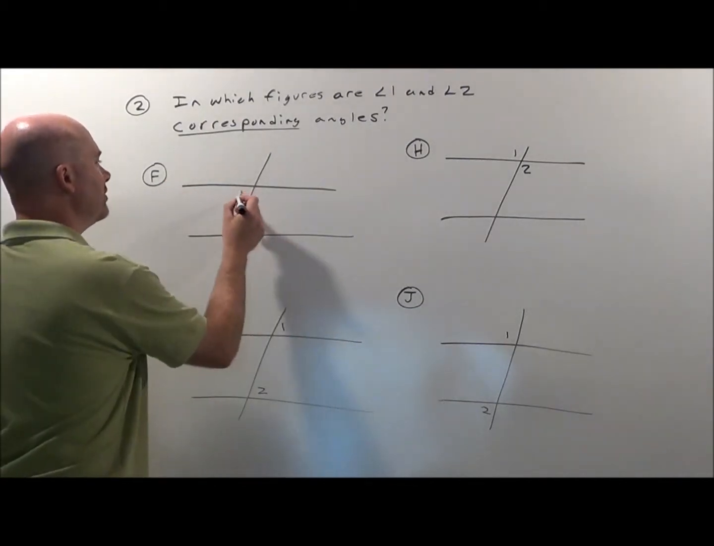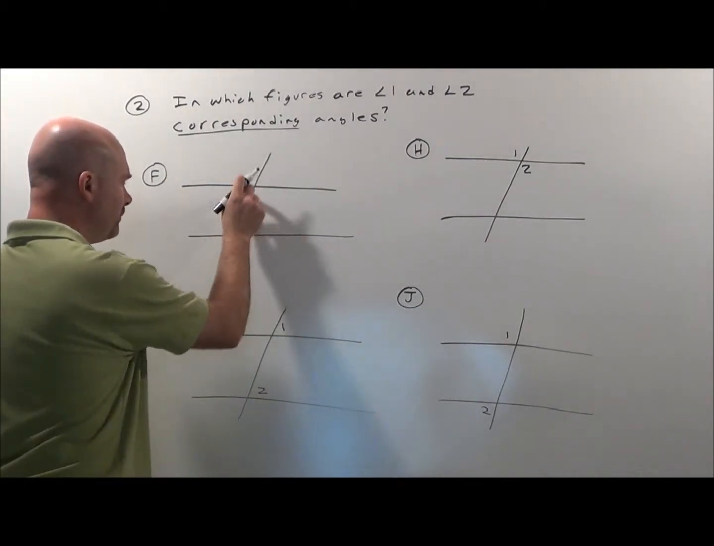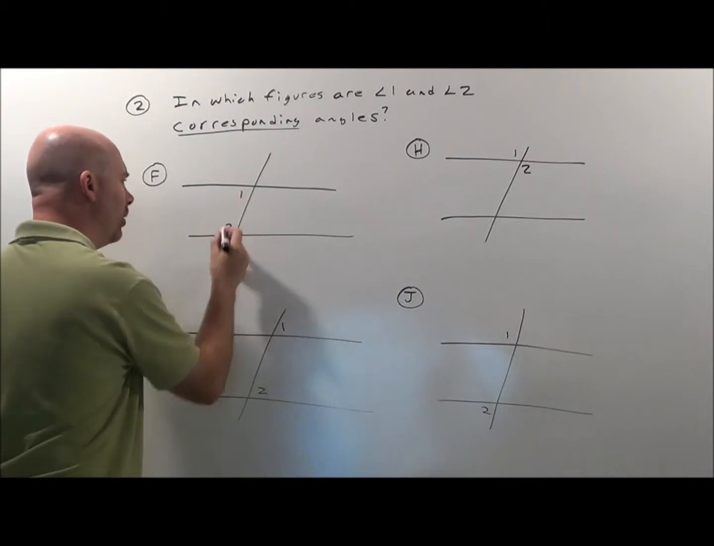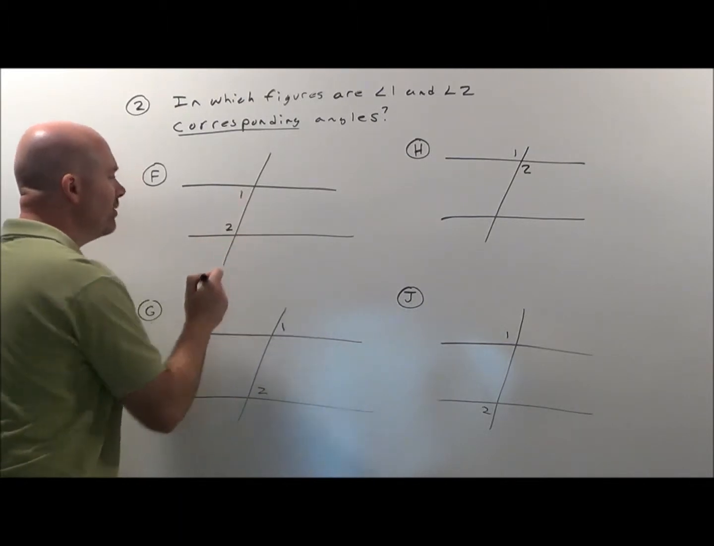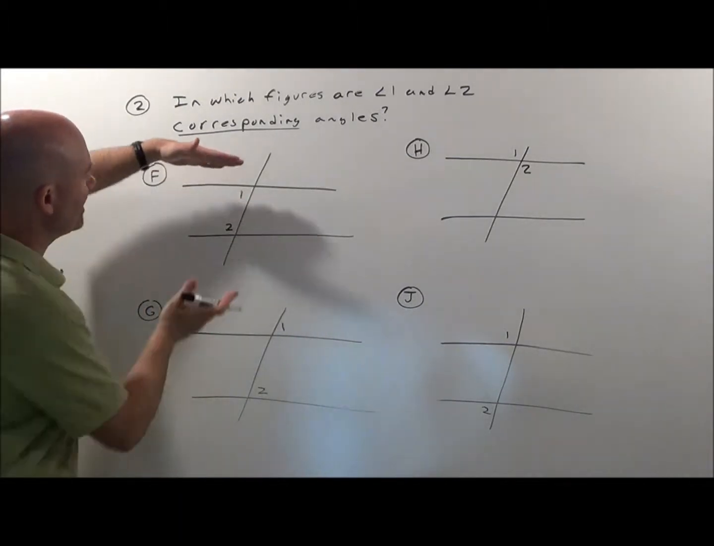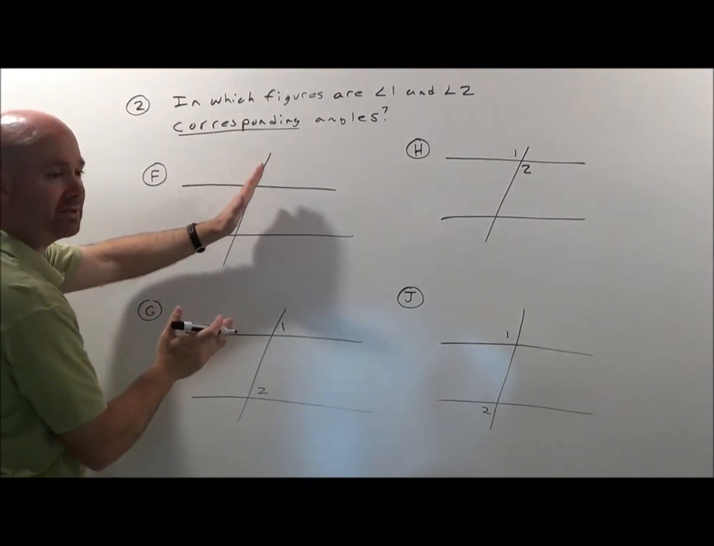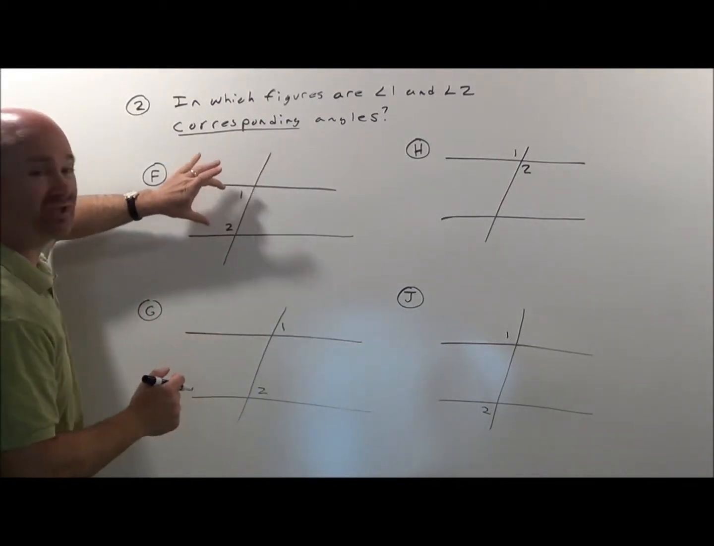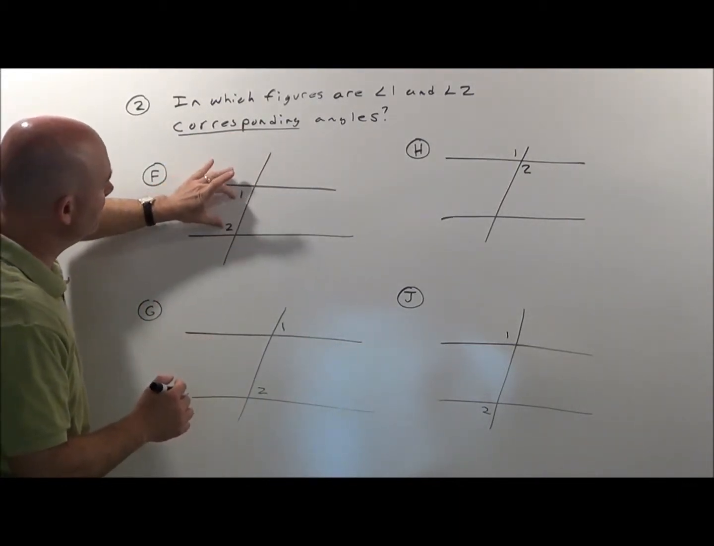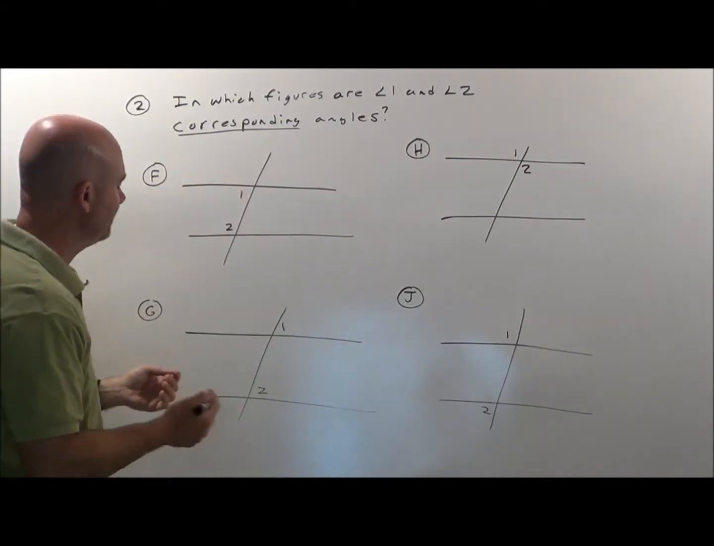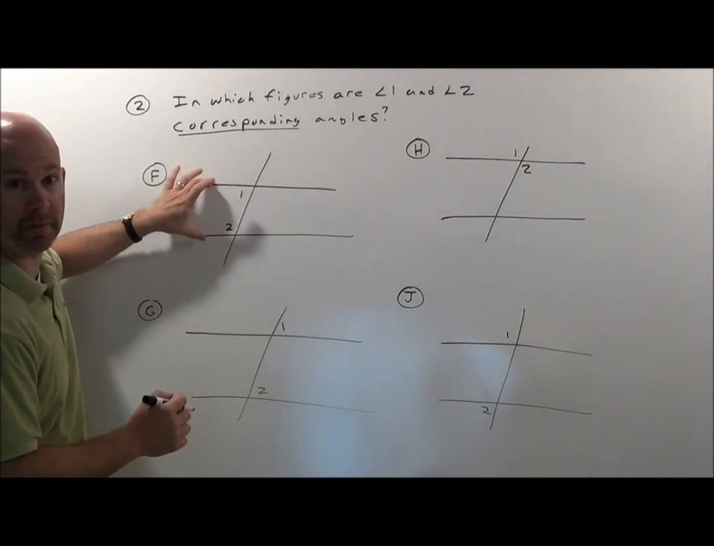If we look at this first choice, F, 1 and 2, these picked up down here, 1 would move to right here. So those aren't corresponding. Those are actually both interior angles on the same side of a transversal called consecutive interior angles, and those would add up to 180, if the lines were parallel, that is.